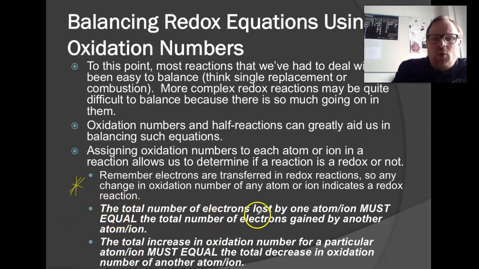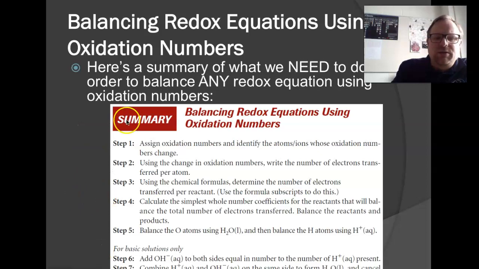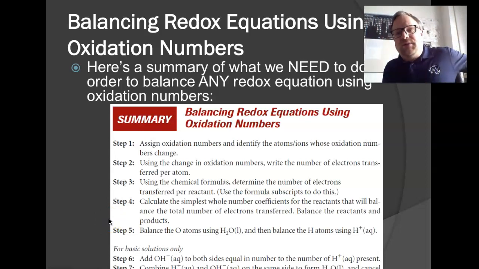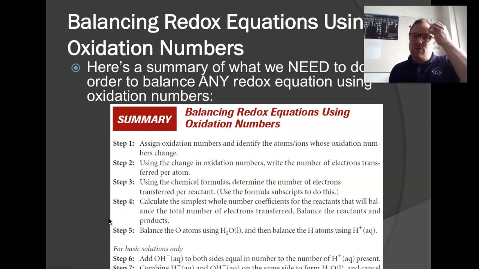We have to remember that the total number of electrons lost by one atom or ion must equal the total number of electrons gained by another. That's electron transfer theory. We talked about that back in D1. And that the total increase in oxidation number for a particular atom or ion must equal the decrease in oxidation number. Okay, so we're going to work on balancing using those principles. So here's another 5 to 7 step method like the one we talked about back in B2. If you guys recall, we did a 5 or 7 step. This is very similar to what we talked about in concept B2.